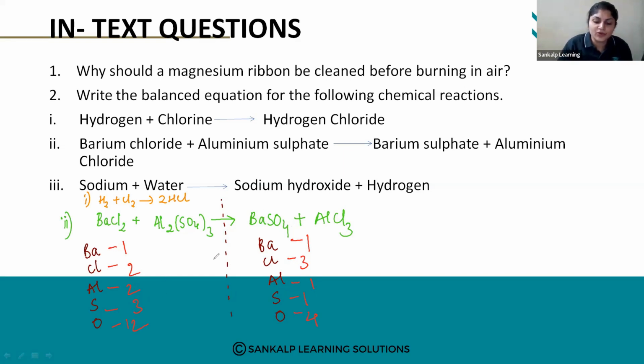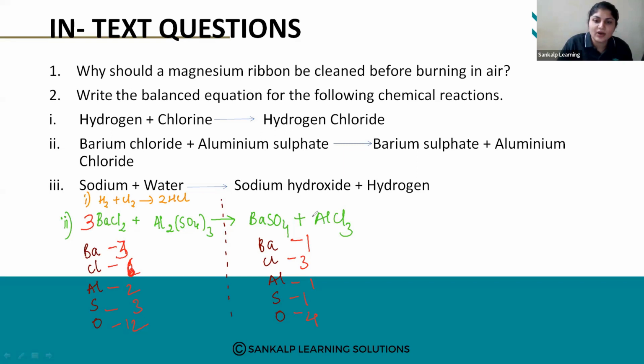Here, what you have to do? Here, how many are there? Chloride are 3. Okay, here chloride are 2. So, what I will do here? This I will multiply by 3. So 3 BaCl2. So how many your barium becomes? 3. Now this becomes 3 2s are 6.